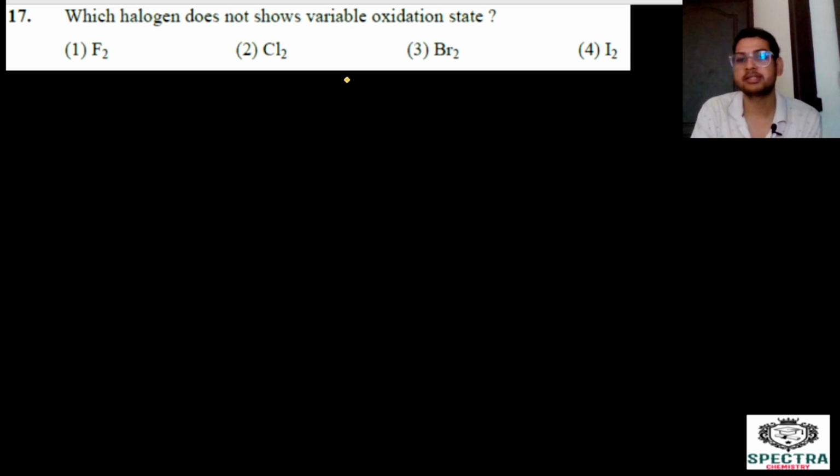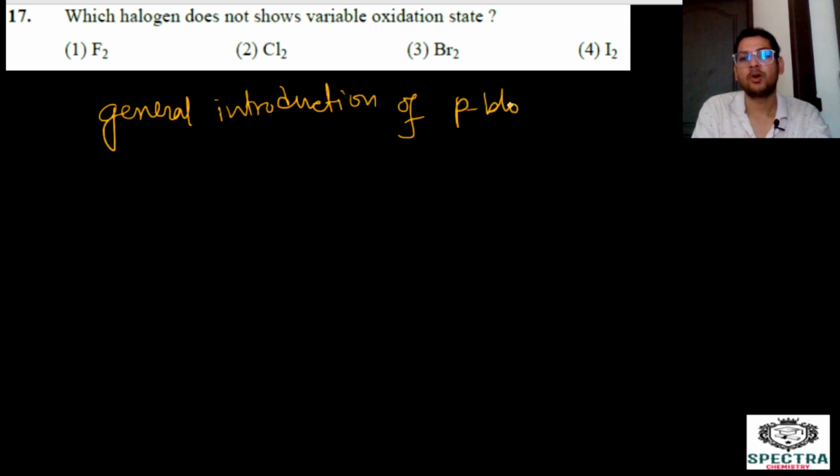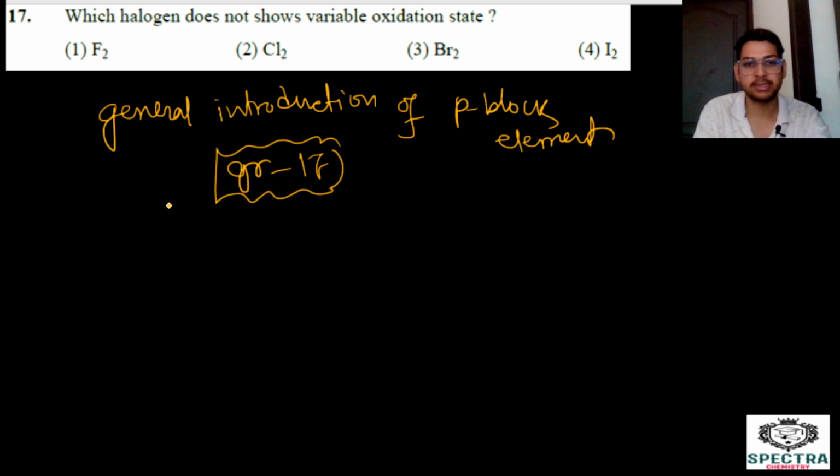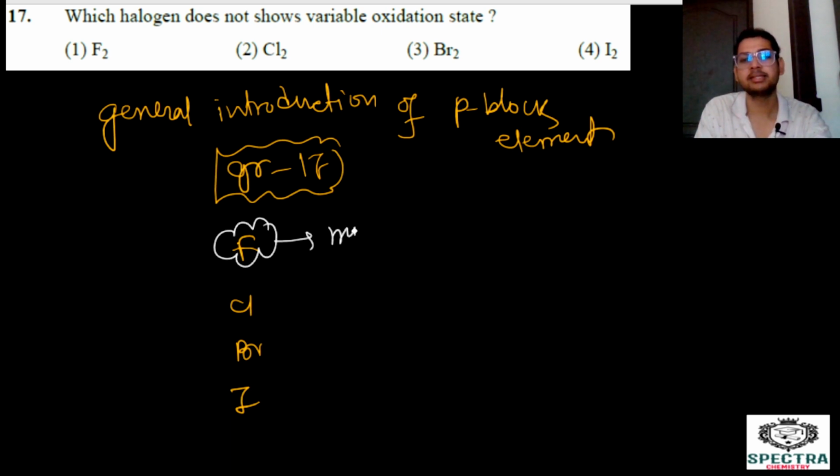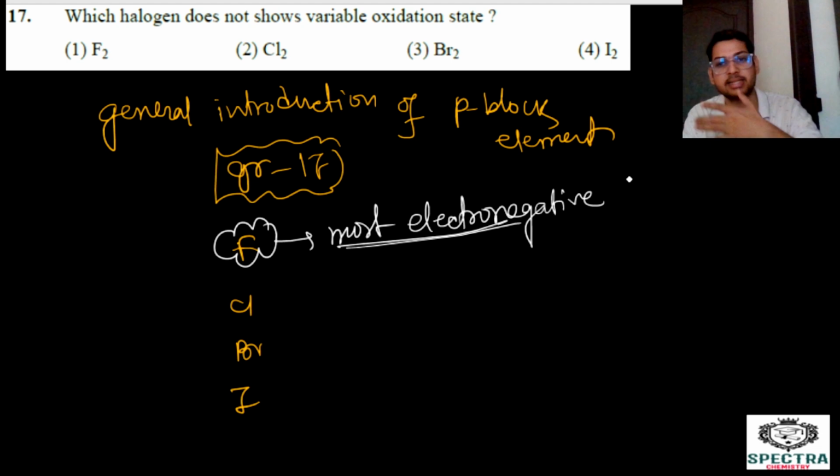Then, which of them does not show variable oxidation state? This is again from general discussion of p block element, and this is from group 17. In group 17 what are the things you are having? Fluorine, chlorine, bromine, iodine. Among them, who is more electronegative? Fluorine is most electronegative.